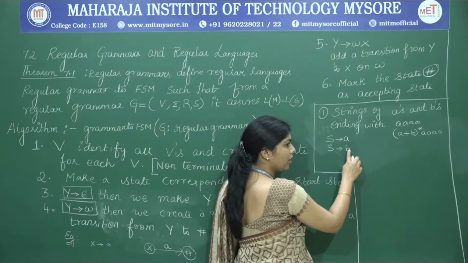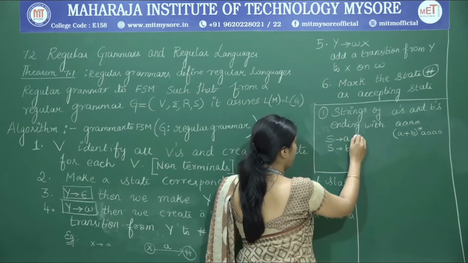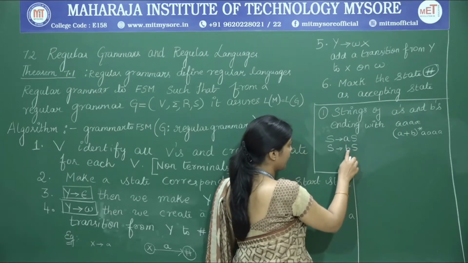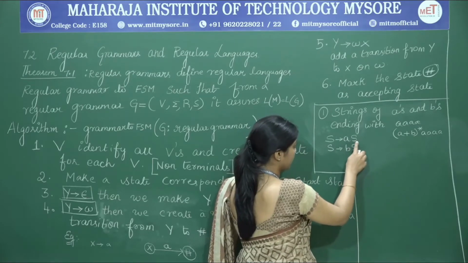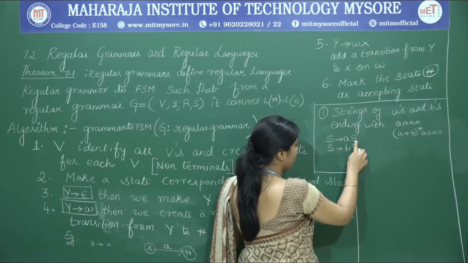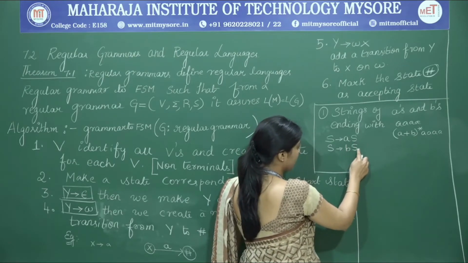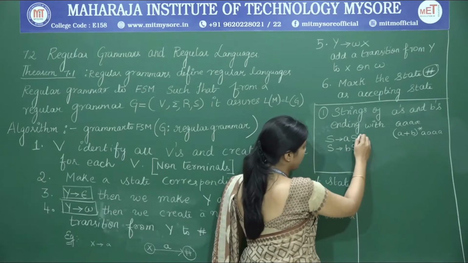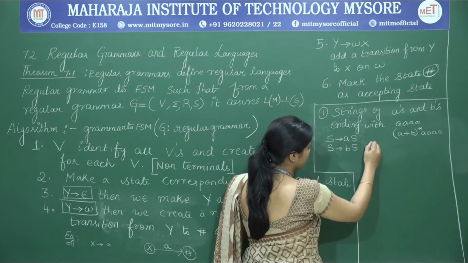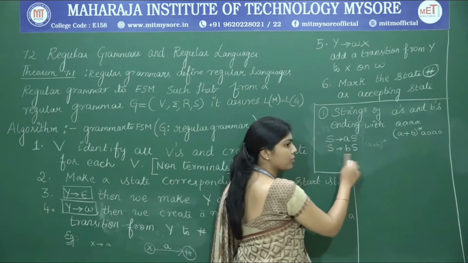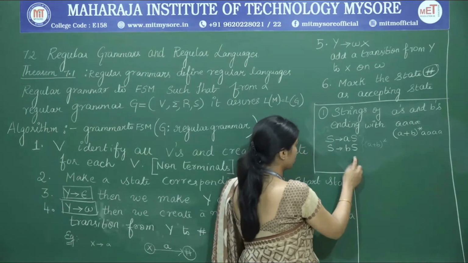The first symbol can either be a or b, and there can be more symbols after this. So S goes to aS, and S goes to bS. This S can produce either a or b, and then again it is followed by an S. So this S can again produce any number of a's and b's. That is nothing but (a plus b) whole star, which is produced by these two productions.